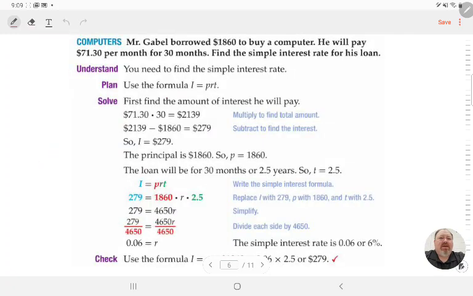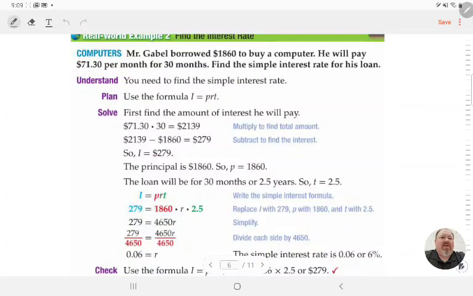All right. So here's a word problem. It says, Mr. Gable borrowed $1,860 to buy a computer. He will pay $71.30 per month for 30 months. Find the simple interest rate for his loan. So now we're looking for the R. Okay, we're not looking for the I.